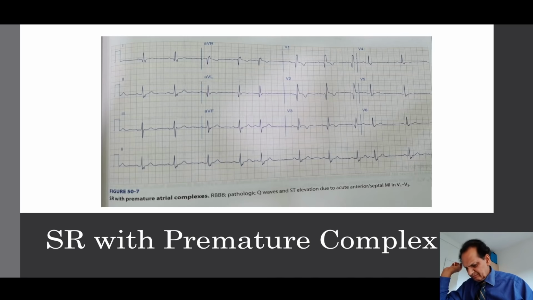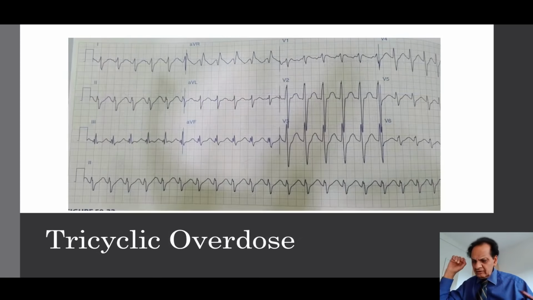and some pathological Q waves and ST elevation. Such a nice thing to see in anterior wall. Again a right bundle branch block pattern. So I am repeating this to keep these in mind.